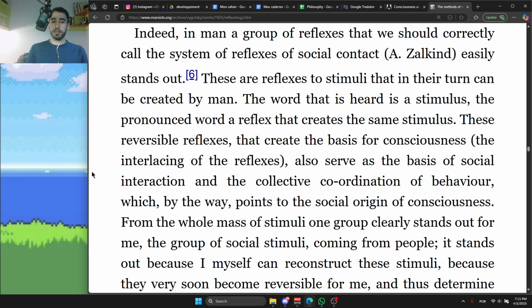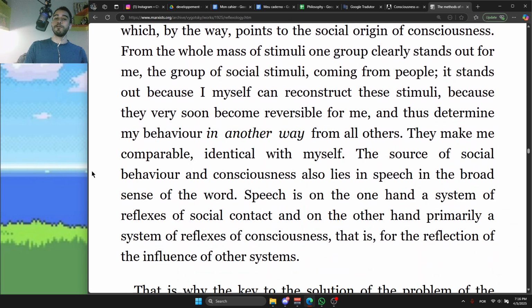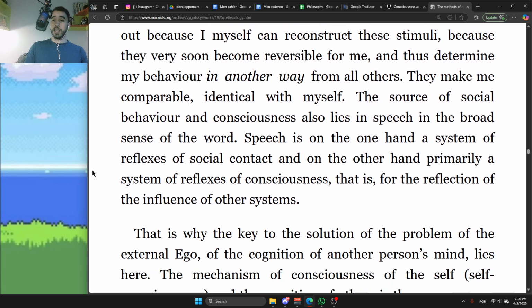These reversible reflexes that create the basis for consciousness, the interlacing of the reflexes, also serve as the basis of social interaction and the collective coordination of behavior, which, by the way, points to the social origin of consciousness. From the whole mass of stimuli, one group clearly stands out for me, the group of social stimuli coming from people. It stands out because I, myself, can reconstruct these stimuli because they very soon become reversible for me, and thus determine my behavior in another way from all others. They make me comparable, identical with myself.